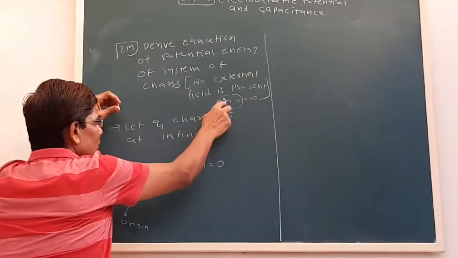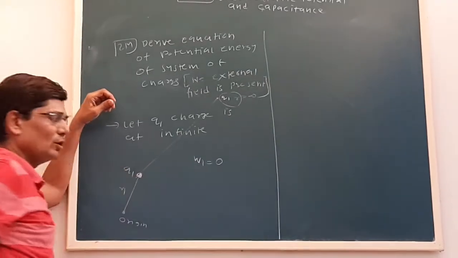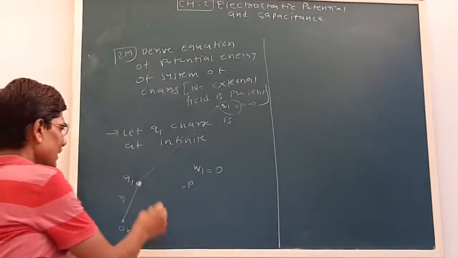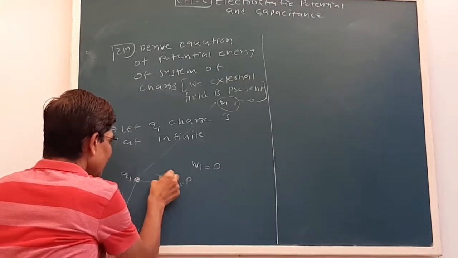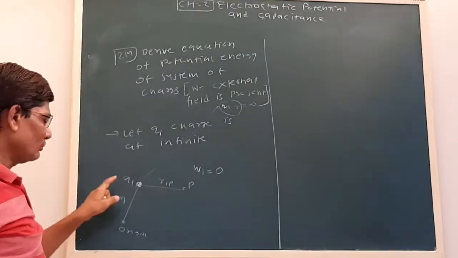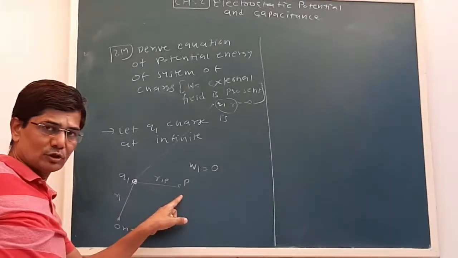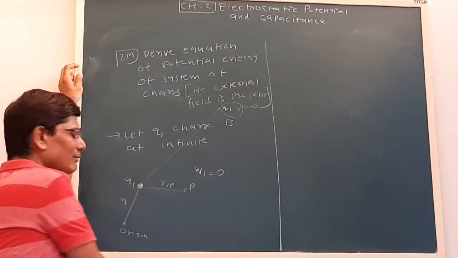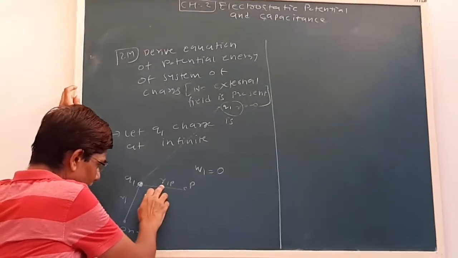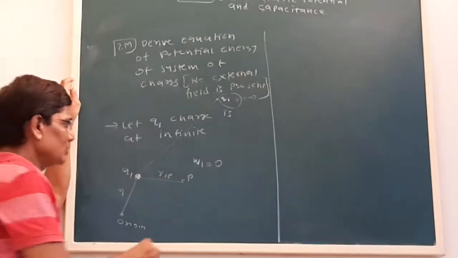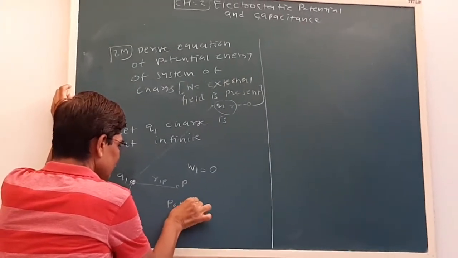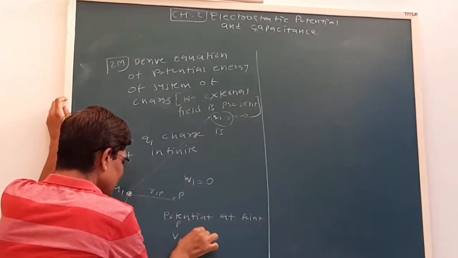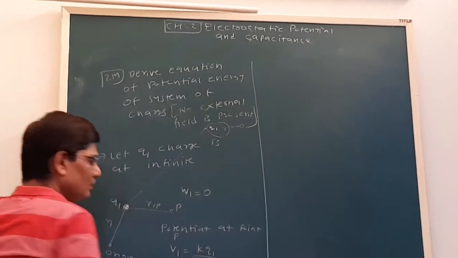But when this charge has been brought, now suppose the point P has a distance of, let us say, R1P. Now this Q1 charge will produce potential at point P. We assume that the distance between charge Q1 and point P is R1P. So now the potential at point P, V1, is K Q1 upon R1P.